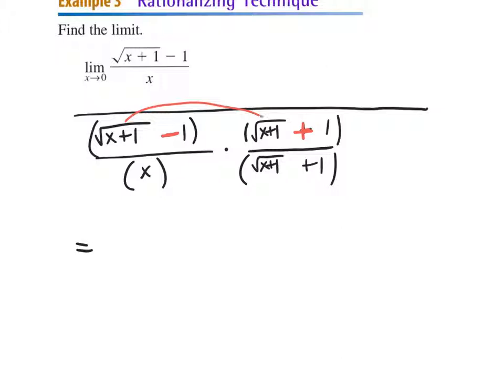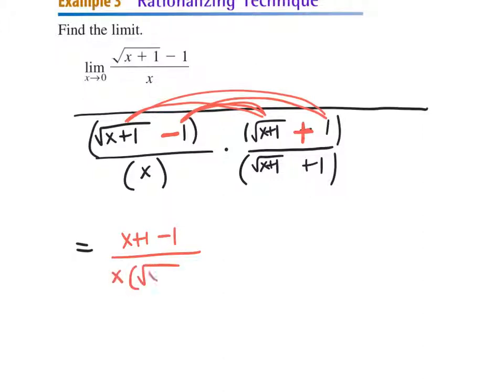So if I FOIL this out, I end up with x plus 1, because the square roots cancel out. I get a plus square root of x plus 1 minus the square root of x plus 1. Again, those cancel out. I end up with just minus 1. Again, when you multiply conjugates, the middle terms are going to cancel out. And then the denominator, I'm going to just keep as is. It's x times the square root of x plus 1 plus 1.